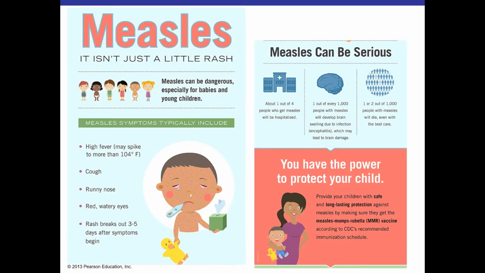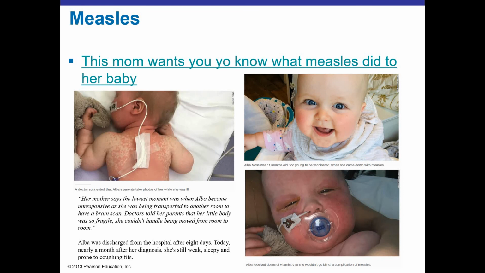So what is it? Well, first of all, people just forget that measles isn't just a little rash. Measles is a very serious disease. About 1 in 4 people who get the measles will require hospitalization. About 1 of every 1,000 will develop encephalitis, inflammation of the brain, and 1 or 2 out of 1,000 of these people will actually die, even with the best care possible. When you think that this is considered a childhood disease, it has such dramatic outcomes that we really do need to make sure that people are getting their MMR, for measles, mumps, and rubella, which is the German measles.